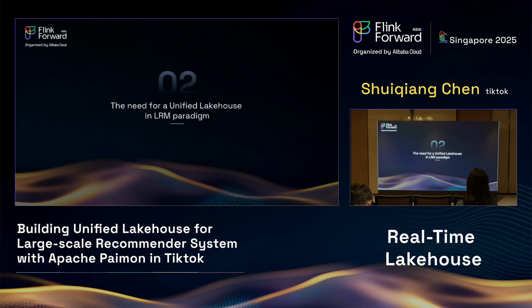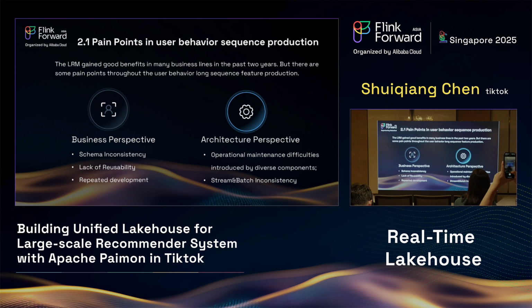Next, let's see why we need a unified lakehouse in the large recommendation model paradigm. The large recommendation model has gained good benefits in many business lines in the past 2 years. But behind the success, there are some pain points throughout the user behavior sequence feature production. From the business perspective, business teams build their feature production pipelines individually with different schemas that cannot be reused by each other. The repeated development also leads to waste of time and resources, as it usually takes several days to collect data from different scenarios and prepare resources for the pipeline execution.